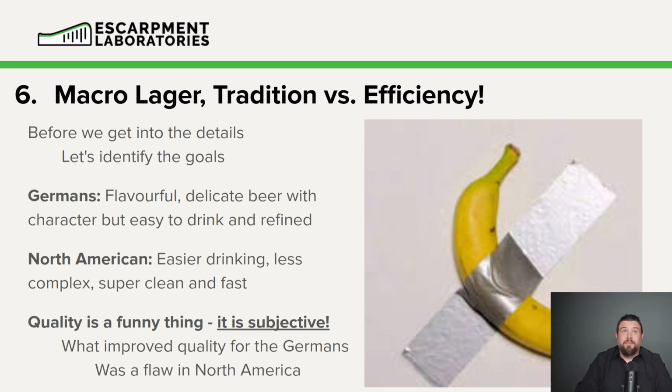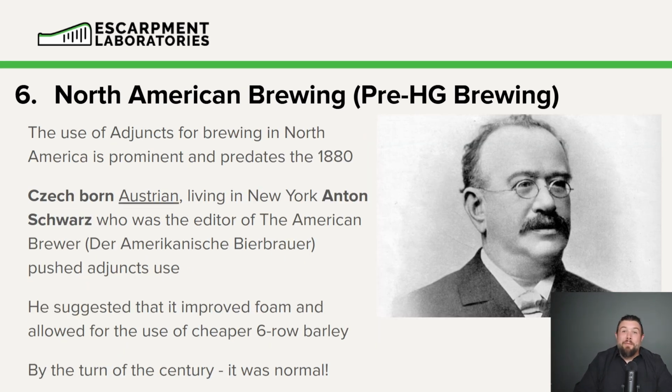Quality is subjective. The North Americans were making beer a bit differently than those in Germany, in Austria, and the Czech Republic. They're using kind of different ingredients. So let's dig into it. One of the most iconic things when it comes to North American style light lager is the use of adjuncts. So when did it start?